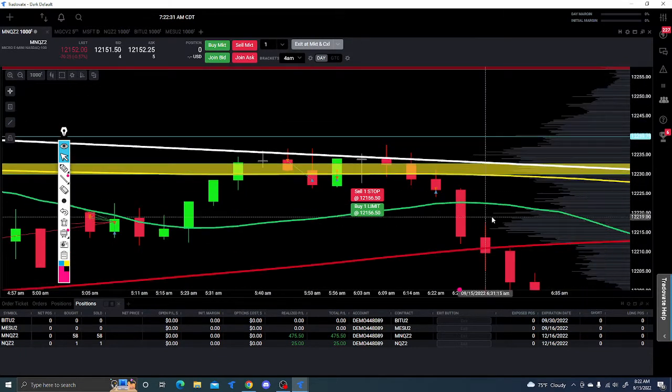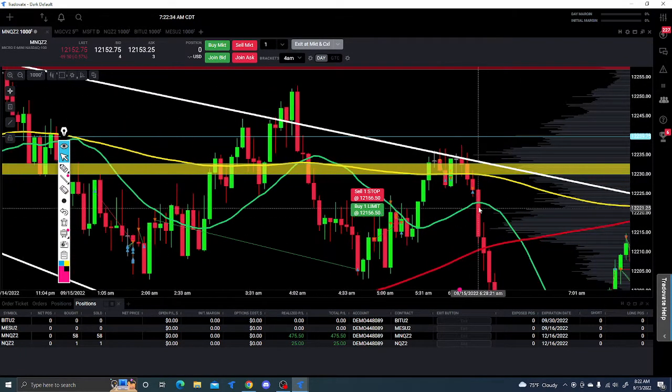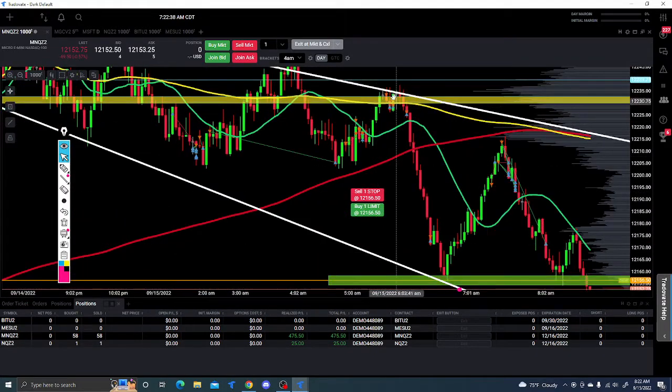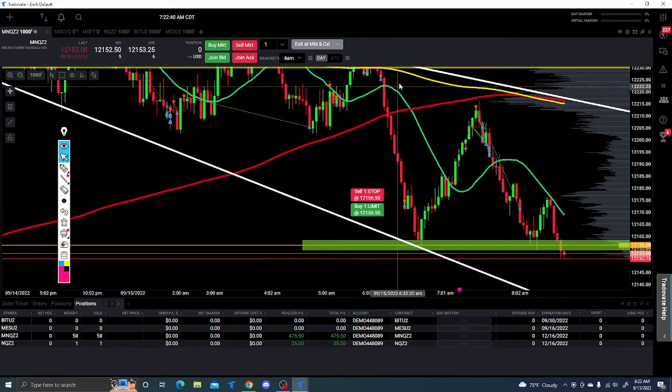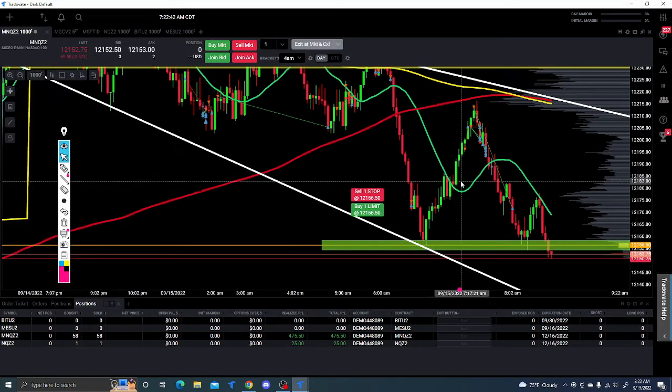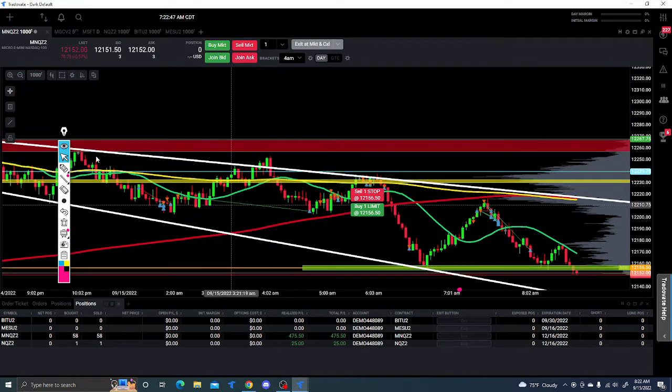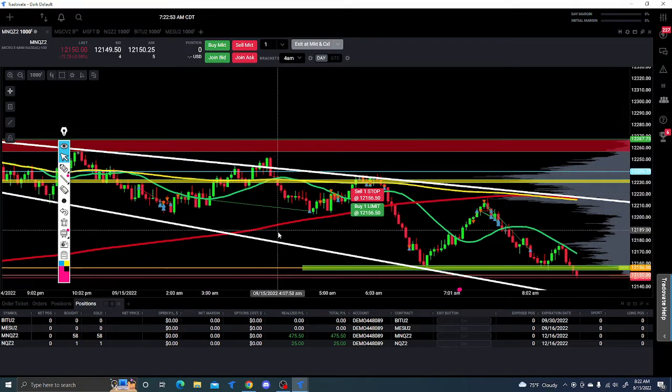All right, so anyhow, this is what we were just looking at, this little area right here. And look at this massive move that came right after that. All right, so anyway, what you're looking for now, we already marked off yesterday's close. We marked off our pre-market high, our pre-market low. We got our trend lines here.